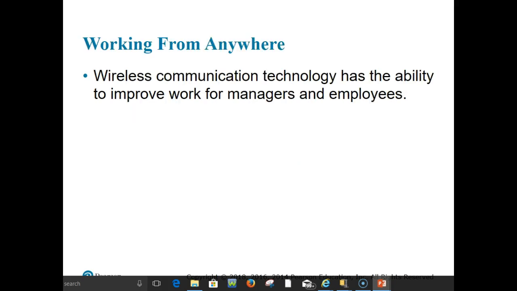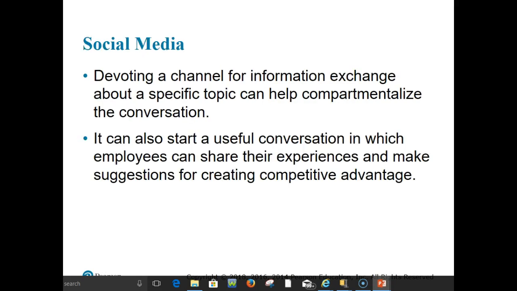Another point I want to make is employees don't have to be at their desks to communicate with others in the organization. That's essentially what this is saying. As wireless technology continues to improve, we'll see more organizational members using it as a way to collaborate and share information, which we already have. Just about every organization does this.